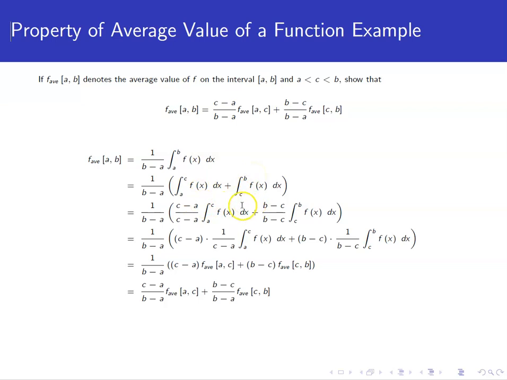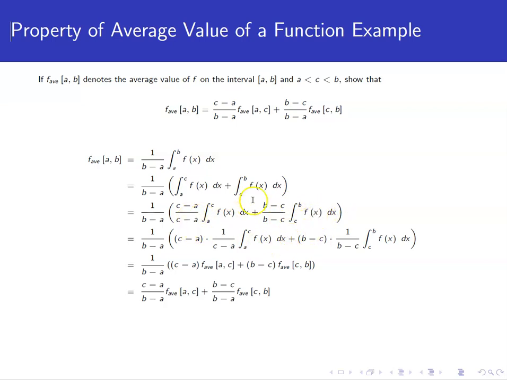The reason why I'm doing this first is because I need the integral from a to c to give me the average value of the function over a to c, and then likewise from c to b. Now we're just going to do a little bit of, well, arithmetic, if you will. I know that if I multiply by 1, I don't change anything, so I'm going to rewrite multiplying by 1 as c minus a over c minus a in the first integral, and then b minus c over b minus c in the second integral.